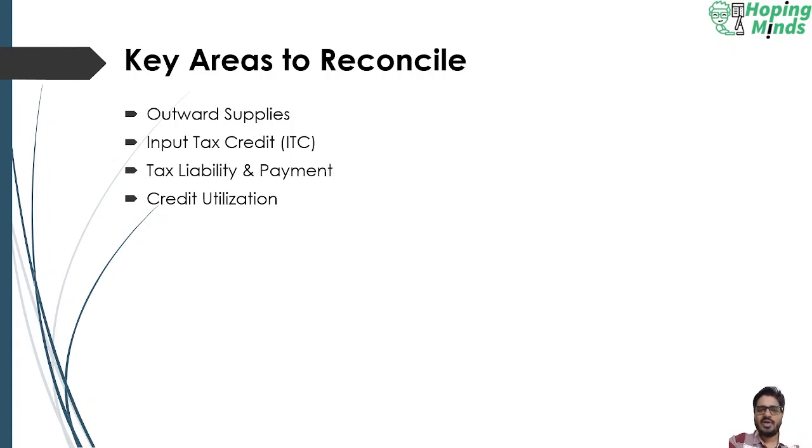Next, the credit utilization. Just as we discussed this, the output liability is finally met through either cash or through ITC utilization. So the balance of input tax credit ledger must match in the books as per the ledger.